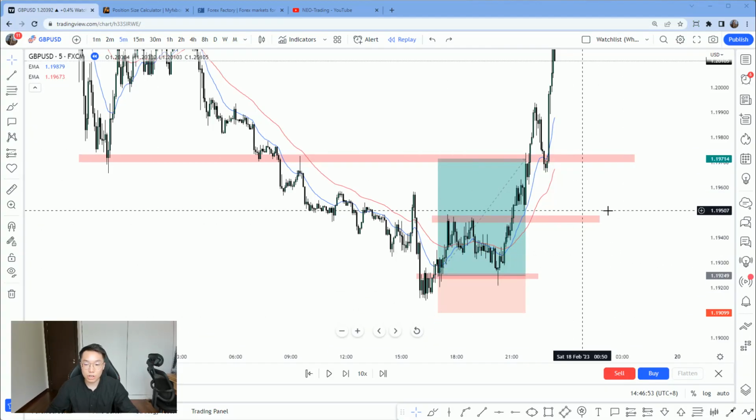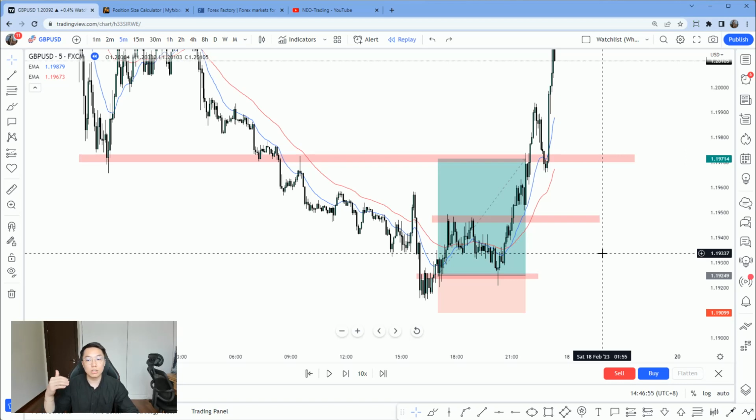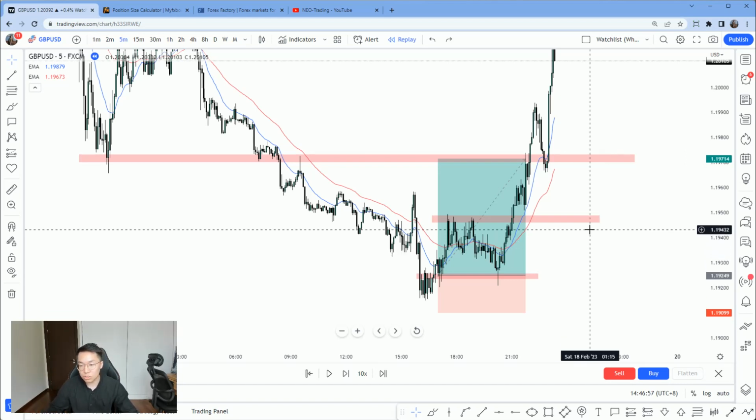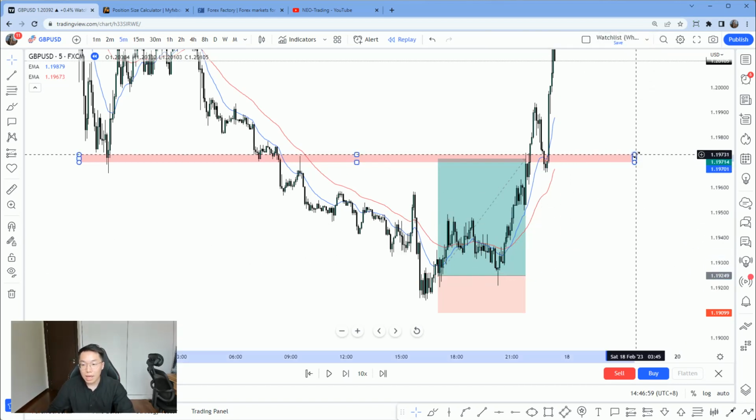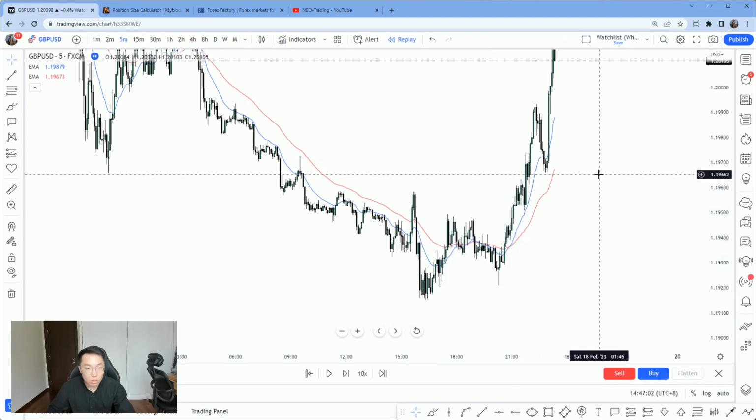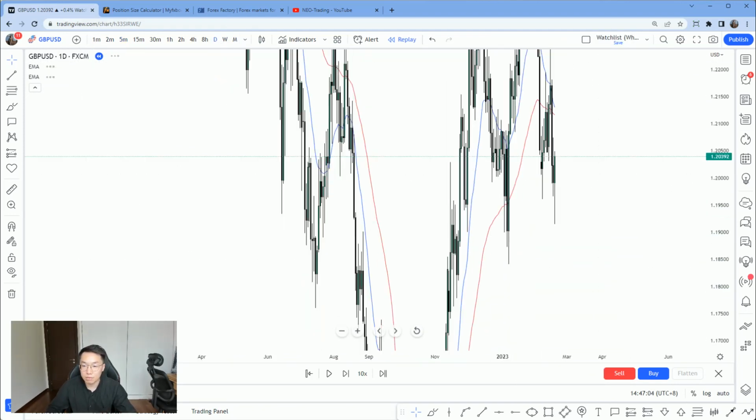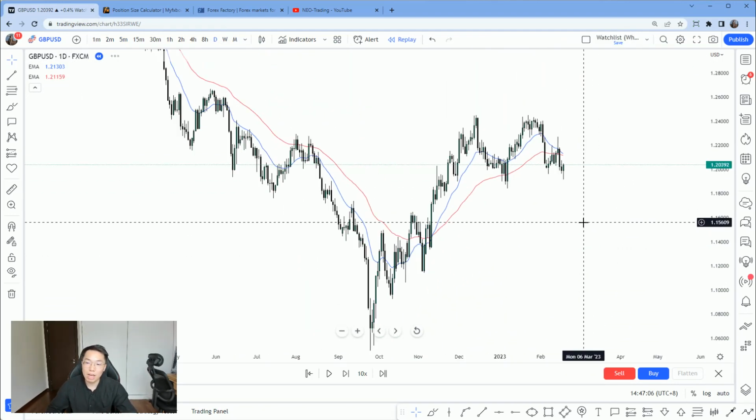So this position is the, so let's go into the chart. This is the pound-dollar long position that I took yesterday. Let me remove everything and let's go through everything all over again from the daily perspective. If you look at the daily perspective, I've talked about this in my private community as well.